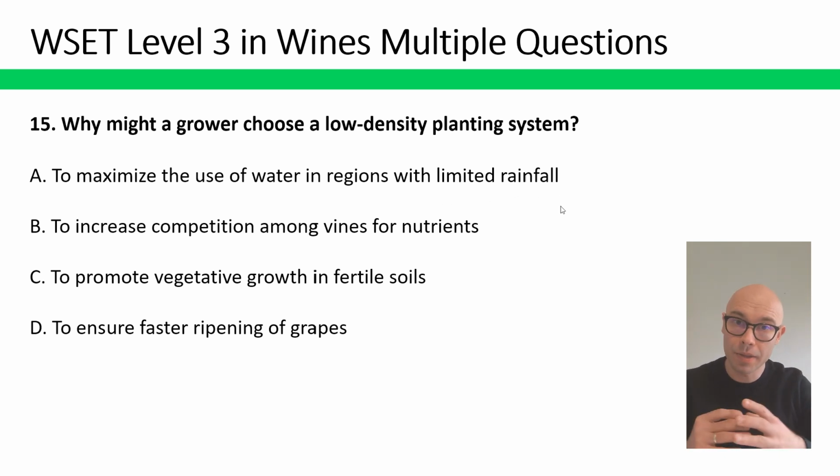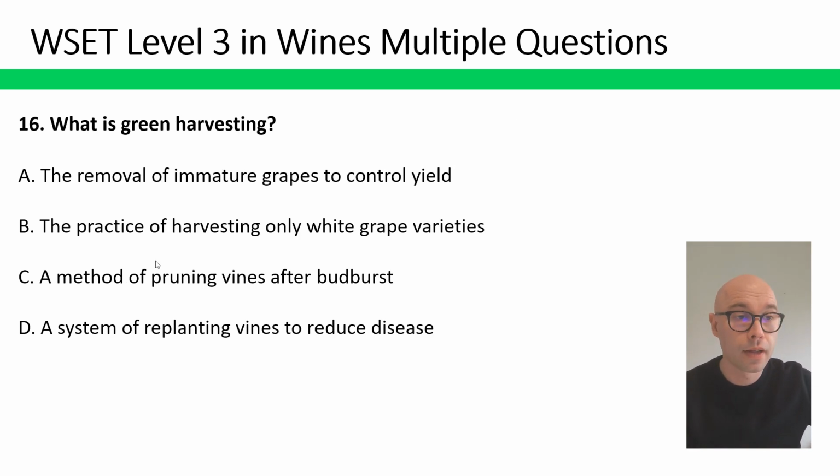So if there is a limited amount of resources like heat, sunlight, and water in this case, then you're going to be focusing on a lower amount of vines, so they don't compete for a low amount of resources like water, because there is not enough.